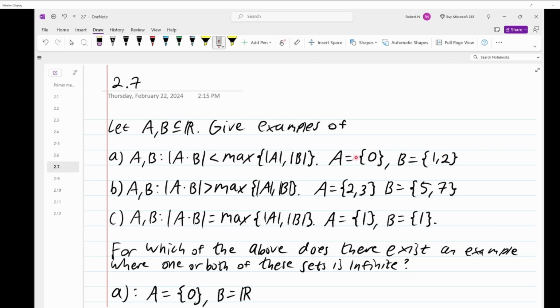The cardinality of that set's going to be 1. But the cardinality of B is 2, so this is at least 2. And an A and a B such that the cardinality of A times B is greater than the max. That makes sense. For this, I just chose some prime numbers. It's going to be 10, 14, 15, and, oh God, mental math. It's not 21.